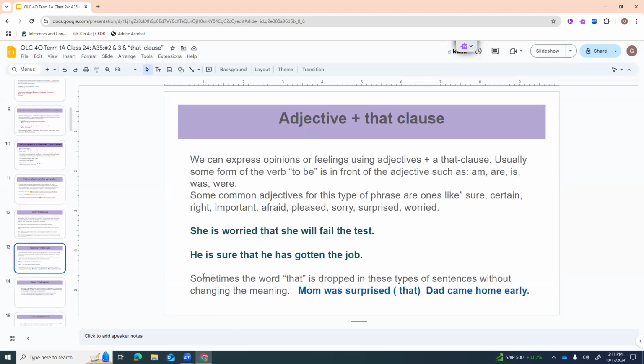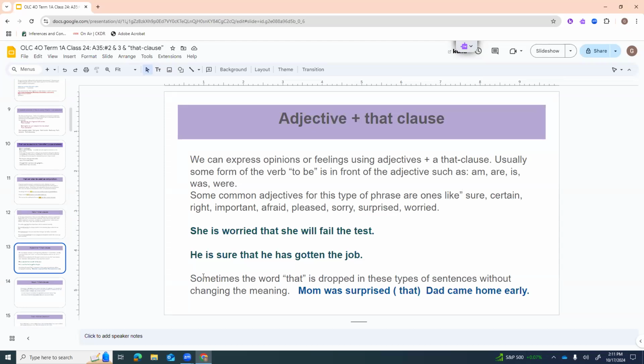You can also have it with an adjective and a that clause. In this case, it's usually some form of the verb to be that's right in front of the adjective. Remember that to be has multiple different conjugations: am, are, is, was, and were. Some common adjectives for this type of phrase are words like sure, certain, right, important, afraid, pleased, sorry, surprised, worried. She is worried that she will fail the test. He is sure that he has gotten the job.